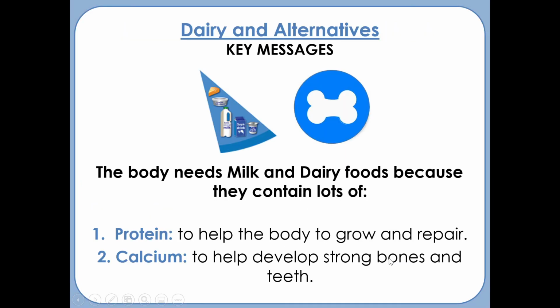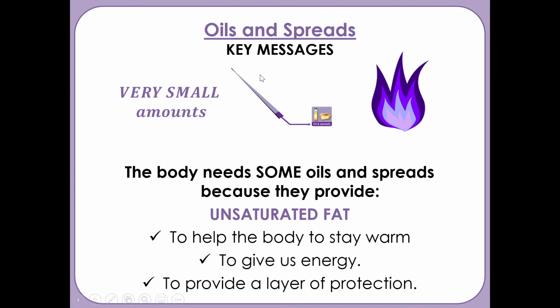Dairy and alternatives, an even smaller section. Again, you're getting protein from here to help you grow and repair. Your main one from dairy and alternatives was calcium, to develop strong bones and teeth. Oils and spreads was the smallest section, very, very small amounts, because you do need some, but only very small amounts. You need some oils and spreads because they provide unsaturated fat. So please remember that, guys, it's not the saturated fat you want, it's the unsaturated fat. That was from oils and spreads, things like margarine, vegetable oil, etc. You need those to keep your body warm, to give you a little extra energy, and to provide a layer of protection in terms of body fat.